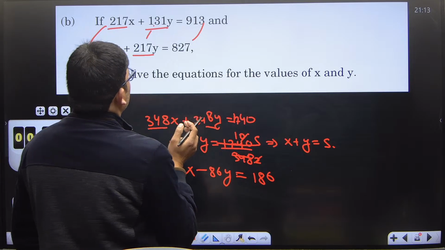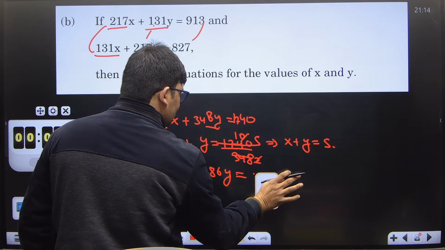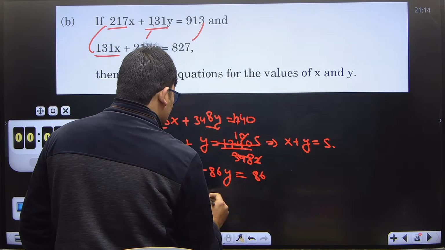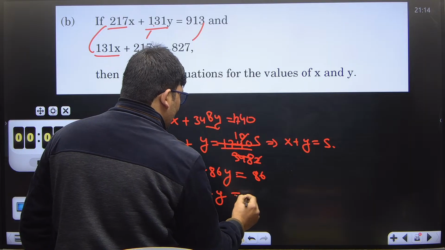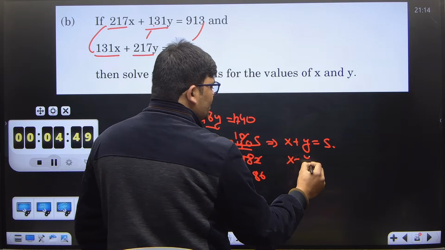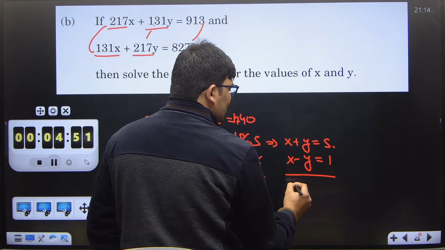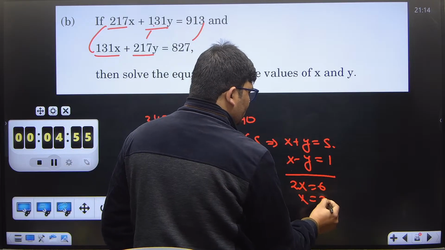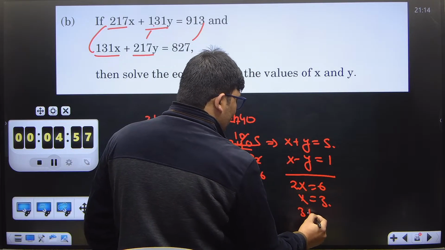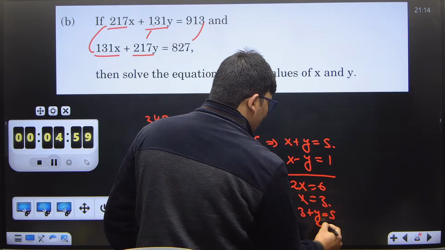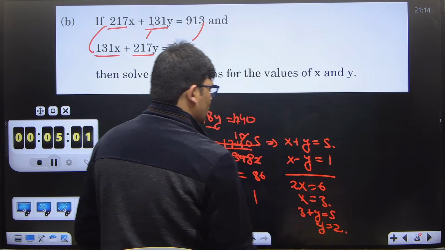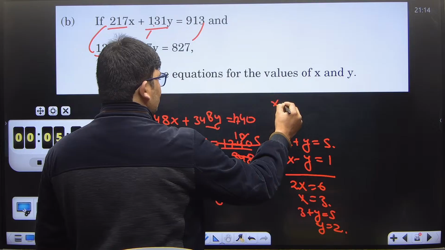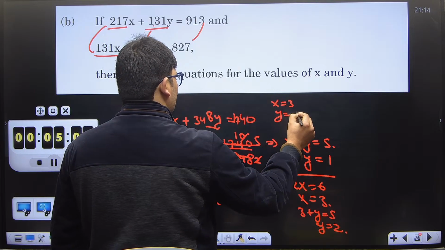186, no. Oh, it's just 86. 86, okay. That's why I thought. So x minus y is going to be 1. So the final equation is this. So you can just add it. So 2x is going to be 6. So x is going to be 3. Then 3 plus y is going to be 5. So y is going to be 2. So the answer is x equal to 3 and y is equal to 5.